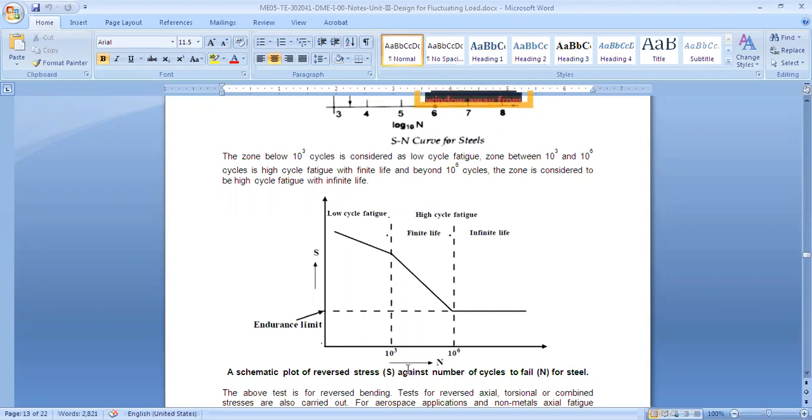And if it survives beyond 10 raised to 6, it is called infinite life. So anything below 10 raised to 6, that means a million, is called finite life. That means it will have a life which is finite. But beyond 10 raised to 6, 1 million or 10 lakh, it is infinite life. Okay, so I think you have got a clear picture of what the SN curve is.